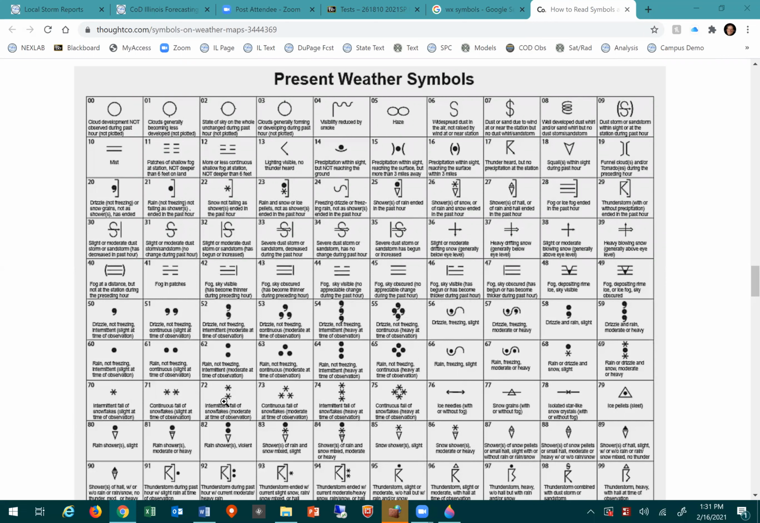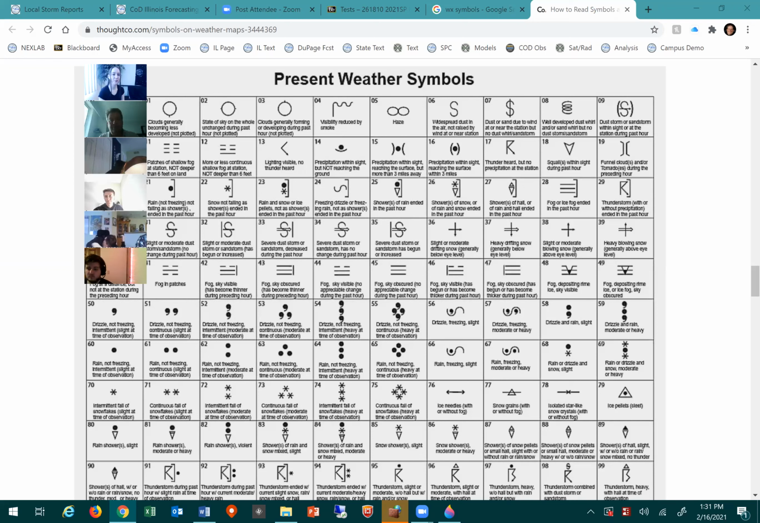So that would be continuous snow. The comma is what we call drizzle. Now, do you know what a drizzle is? What's drizzle? Like really, really light snow. I mean, snow or rain, yeah. Well, no, light snow is still snow.